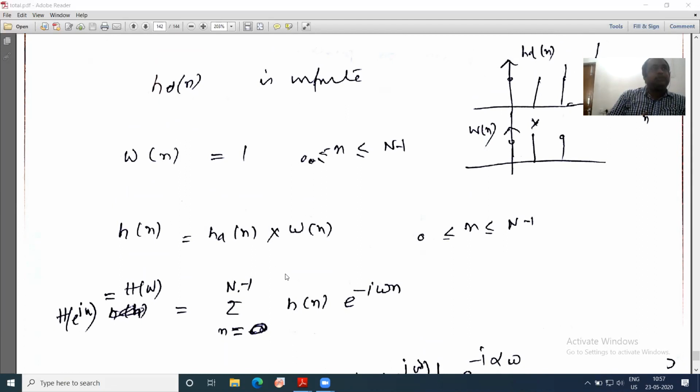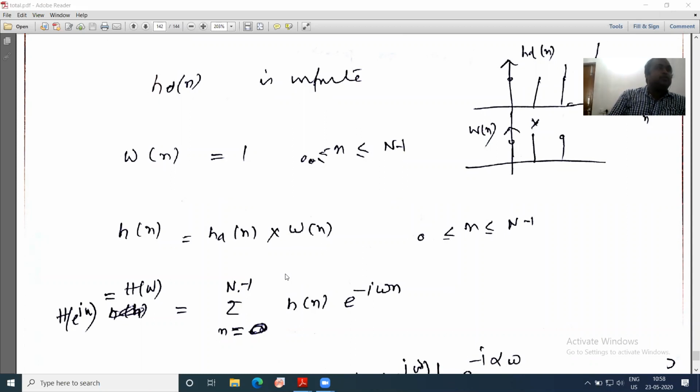With that you now have the desired response. Once you have the desired response, you can find hd of n, which is the inverse of your desired response. Once you find hd of n, you have to multiply it with an appropriate window function, either given or assuming a rectangular window. If it is specified, you will be given the number of samples to be taken. Number of samples means the value of n. Suppose 7 samples, 5 samples, 10 samples, 11 samples, that will be given. Then you can find h of n from that.